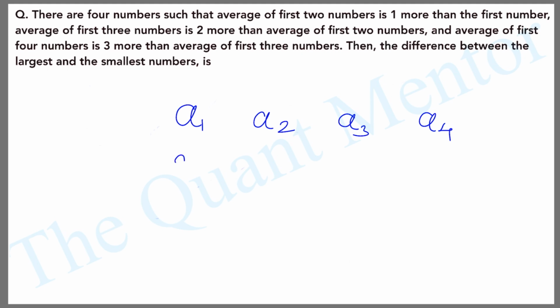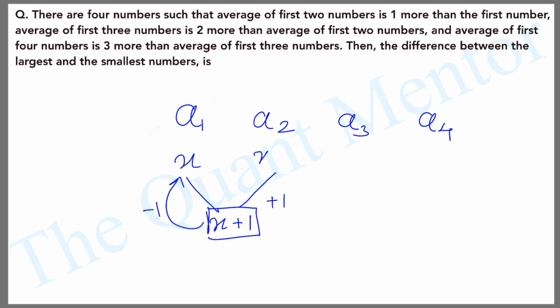Let's take A1 as X. The question tells us that the average of the first two numbers is 1 more than the average of the first number. So the average of A1 and A2 is x plus 1. Now, if the average is x plus 1, the first number has a deficit of 1 from the average. So, to compensate, the second number should have an excess of 1 from the average. So the second number should be x plus 2. Very instantly you can figure out the second number as x plus 2.